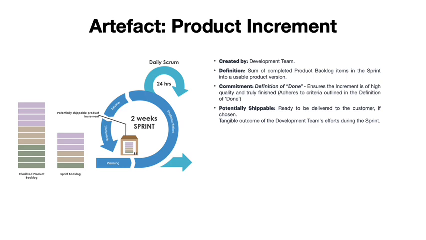By delivering a potentially shippable product at the end of each sprint, the team can gather valuable insights from stakeholders, guiding decisions for future iterations. This iterative approach ensures the product evolves in a direction that aligns with user needs and business objectives.